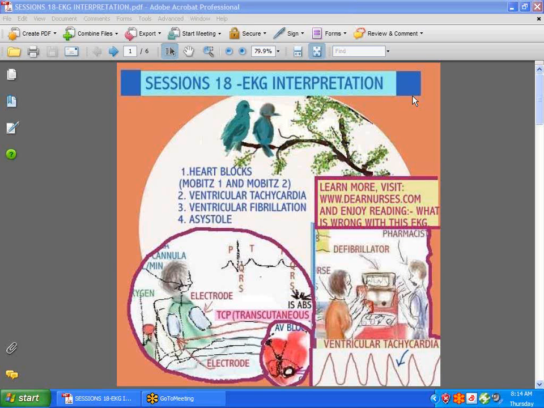Hi guys, we're back with session 18. And in this one, we're going to focus on the most lethal rhythms: heart blocks, ventricular tachycardia, ventricular fibrillation, and asystole. These are the most lethal rhythms, of course. So let's take a look at what might happen to patients in this situation.